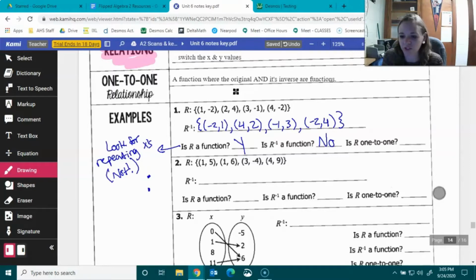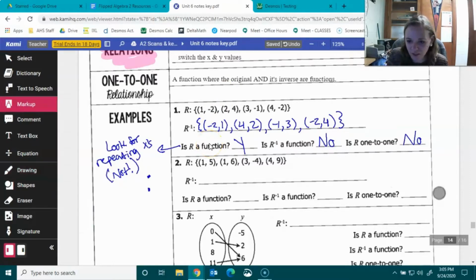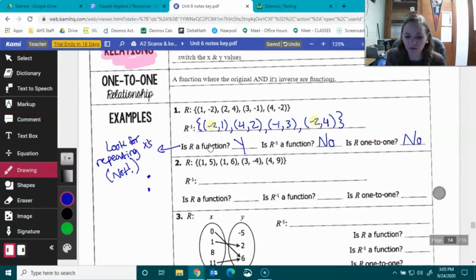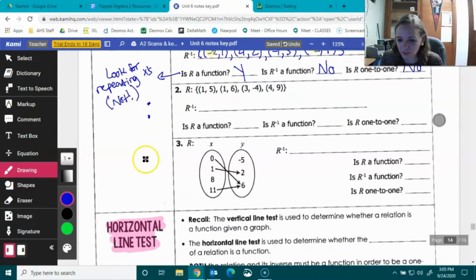Are they both functions? No, we would need both of them to be yes in order to answer that as a yes. Okay. Alrighty. So this is the thing, and I'll just highlight this real quick. This is what messed us up on number 2. The two negative 2's being in the x spot. You can't have that to be a function. Okay? Alright. Number 2, I'll leave that one for you to try. Okay? Since that should be pretty easy.